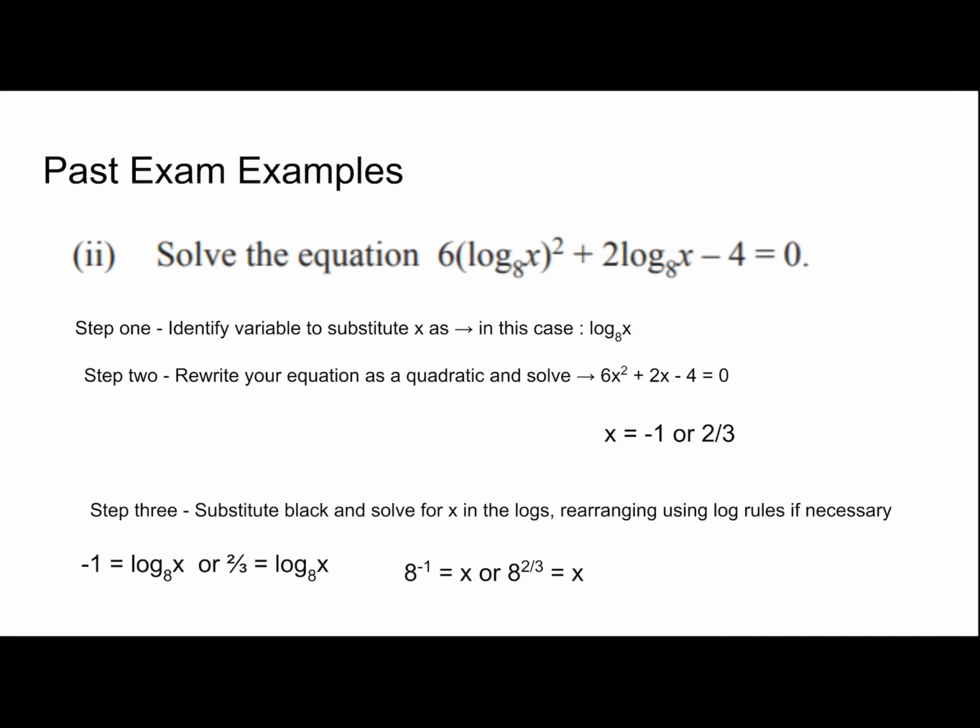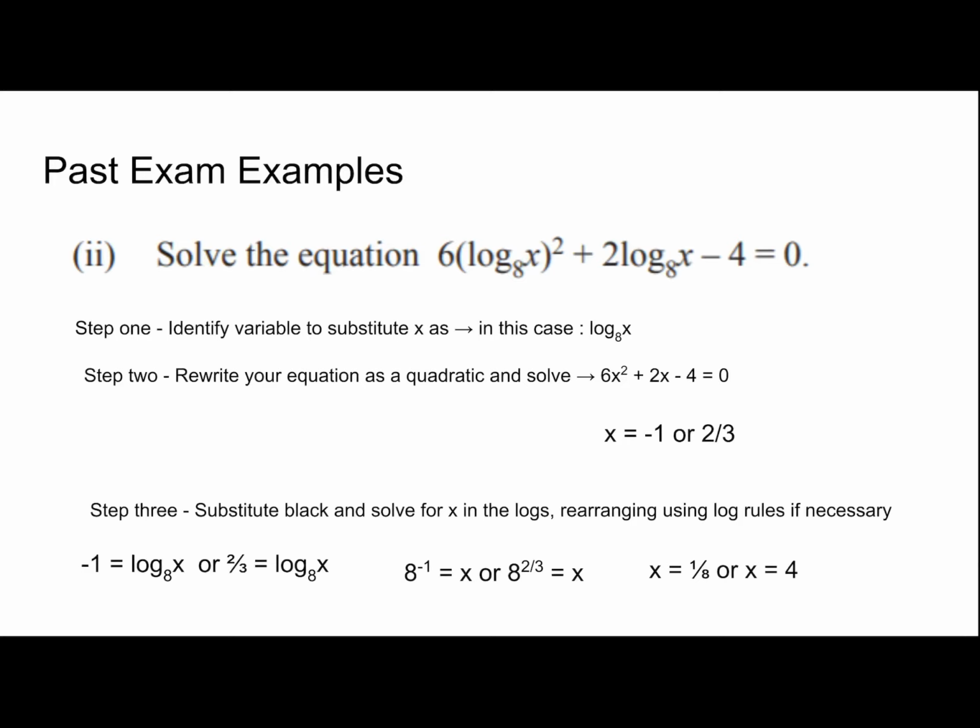So therefore we can say, using our BOP rules, once again, if you forgot what that means, just wind back in the video, okay? So 8 to the power of -1 equals x, or 8 to the power of 2 over 3 equals x. And we should be able to solve for x. Our x value is either 1 over 8 or x equals 4.